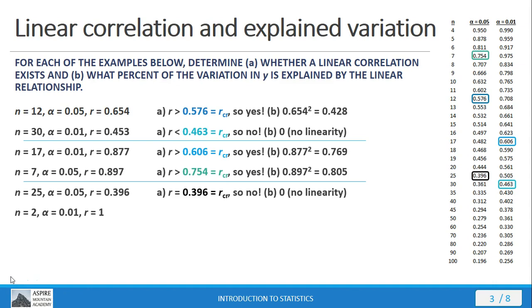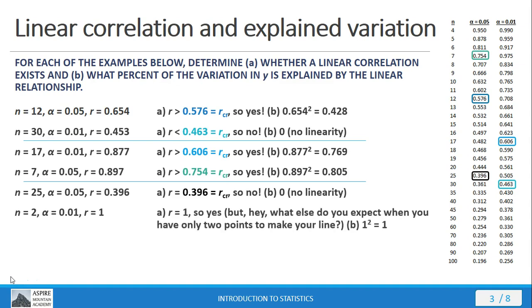Let's look at one more before we go on. So sample size of 2, 1% significance level, R value of 1. Well, here there is no critical R value. If you just take two points and put them on a graph, you're going to draw a straight line. That line of best fit is going to go through both your points. So yes, you do have linear correlation. It's perfect linear correlation, but that's what you get when you've only got 2 points to draw your line through. And then, of course, you take one and you square it, you find 100% of your variation in Y is explained by the linear relationship.